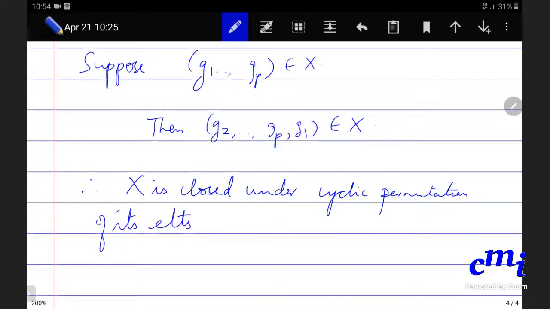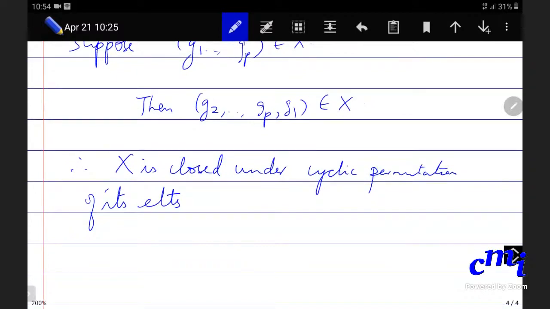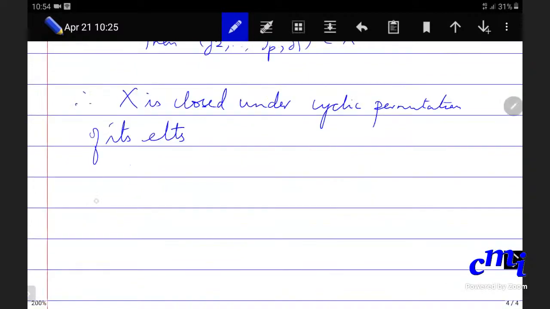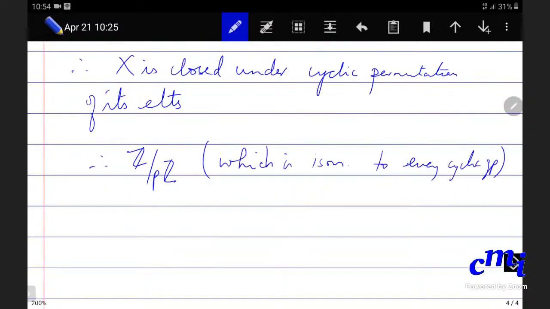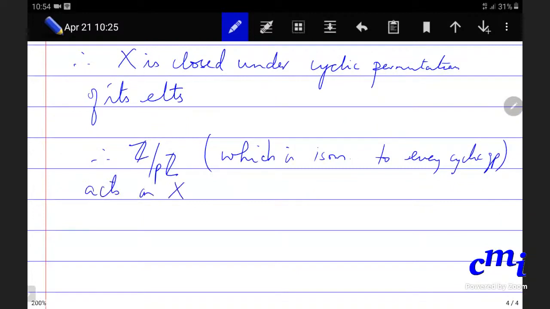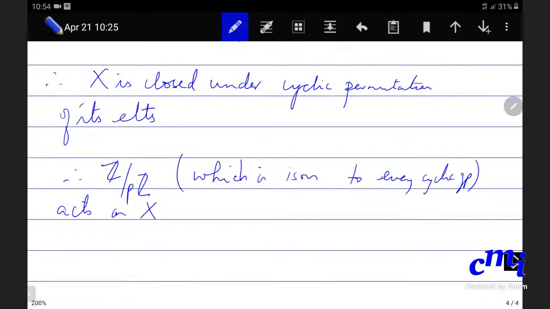So this tells us that Z mod pZ, the cyclic group, acts on it. Therefore, Z mod pZ, which is isomorphic to every cyclic group of order p, acts on X. Just this observation tells us that we can actually rewrite this in terms of a group action. And what is the action?